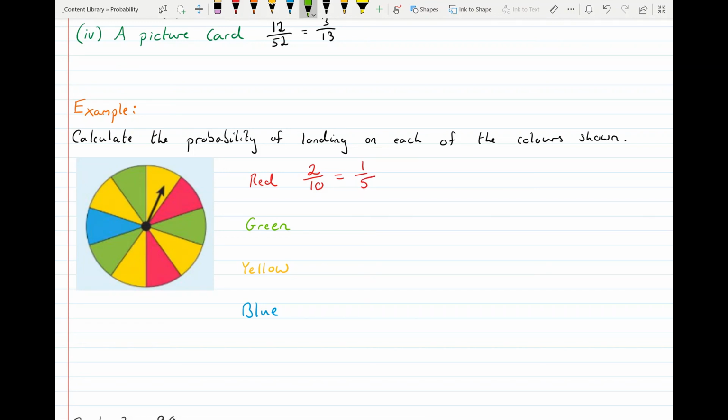Green then, again it'll be out of 10. And we count up how many green ones there are. There are 3 green ones. So it's going to be 3 over 10. And that won't simplify down anymore. Yellow, going to be out of 10, and there are 4 yellow ones. And that will simplify to 2 over 5. So 2/5 of them are yellow. And blue, it's going to be out of 10, but there's only one blue one, so it's going to be 1/10. So the probability of getting any of those colours are those fractions there.